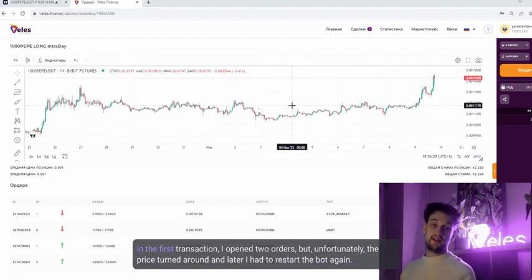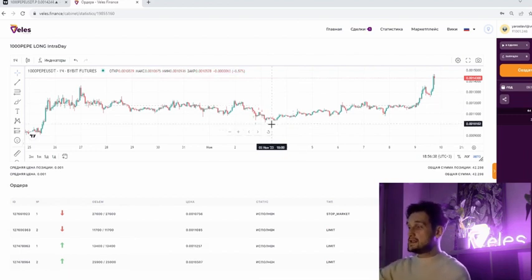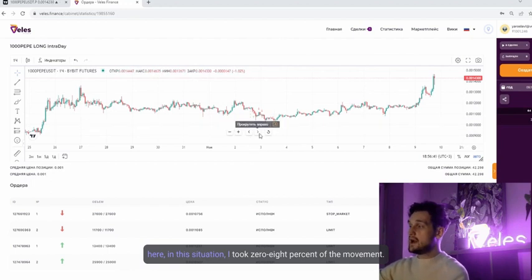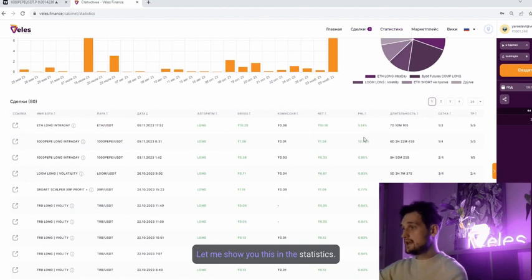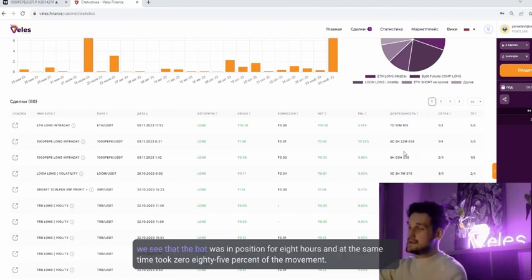In the first transaction, I opened 2 orders, but unfortunately, the price turned around, and later, I had to restart the bot again. Here, in this situation, I took 0.8% of the movement. Let me show you this in the statistics. We see that the bot was in position for 8 hours, and at the same time, took 0.85% of the movement.